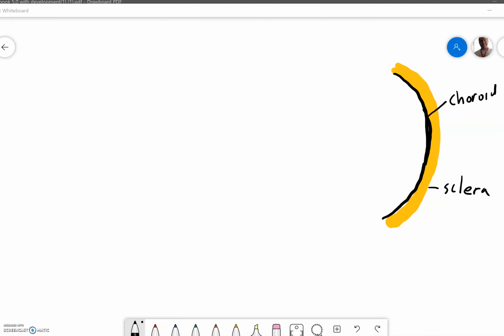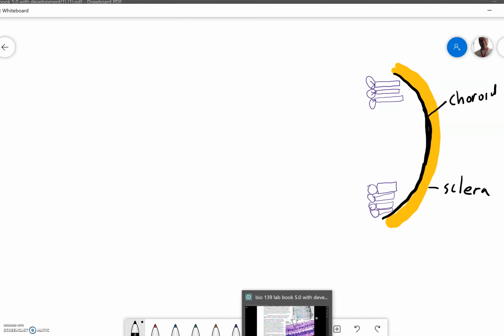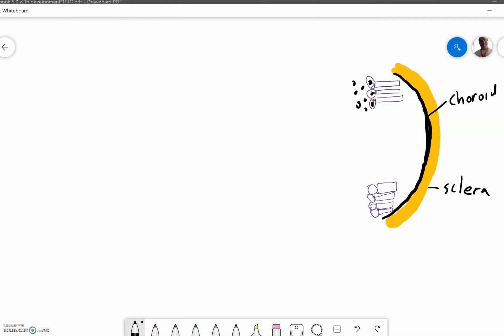So we're going to start with the rod and cone layer. I'm going to draw some rods in here. Here are the rods. Now on the actual picture, you can't really see the rods that clearly, but you see all the nucleuses. And they're so packed in, you can actually see the nucleuses of the cells behind it, another layer deep. So you're going to have this big, thick layer of nucleuses here.